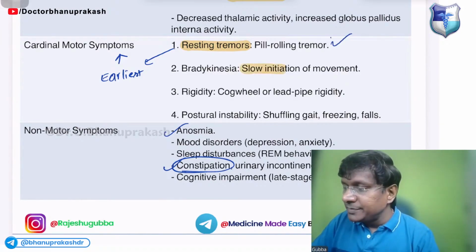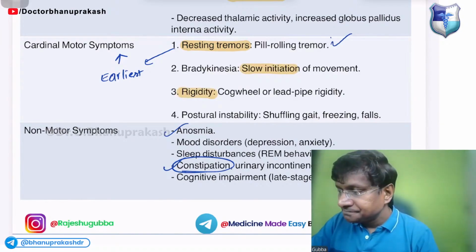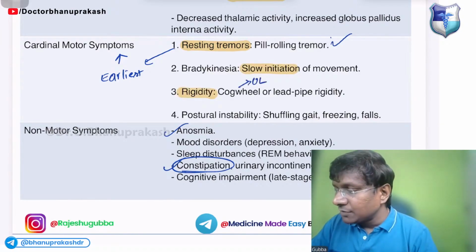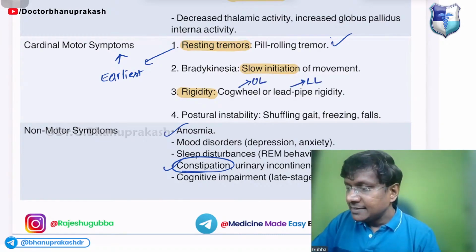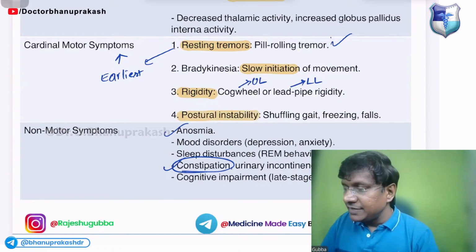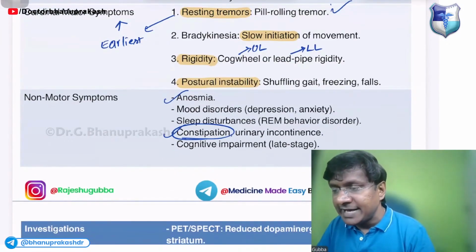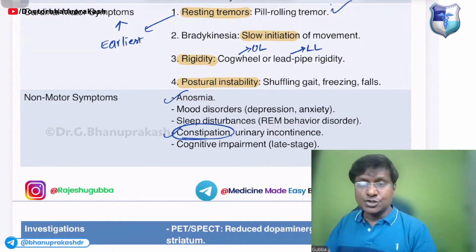And slowness of the movement, that is called bradykinesia. Rigidity: in upper limbs you have cogwheel rigidity, and in the lower limbs you have lead pipe rigidity. And they will have postural instability. Whenever there is postural instability, they will be falling down. But postural instability is not the earliest manifestation.